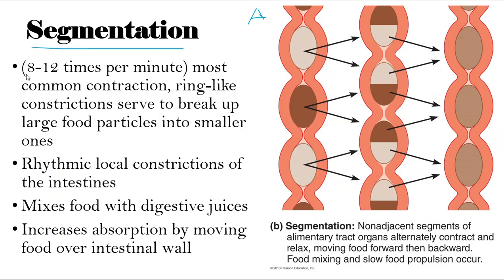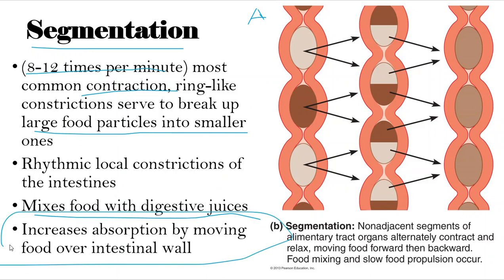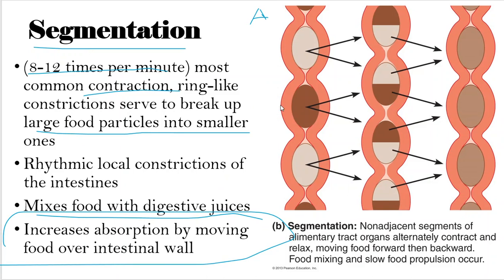So 8 to 12 times a minute, with common contraction, we're breaking the food particles into smaller pieces, mixing the food with the digestive juices, and it increases our absorption because we keep moving the food over the same surface. Again, this is one that you really need to see. My description, as good or as bad as it is, is not going to equal what you can see by seeing it actually happening in action.